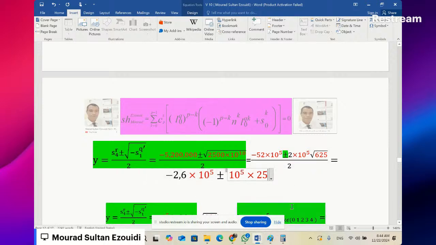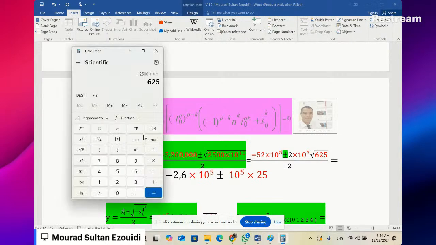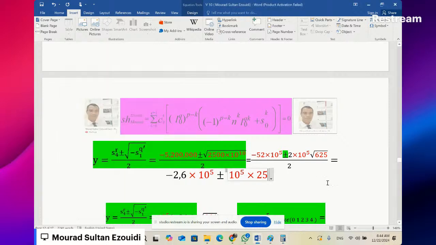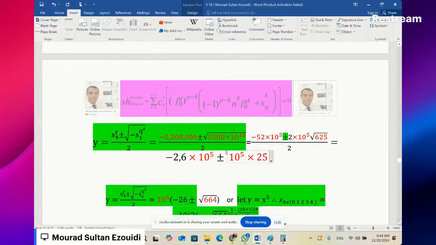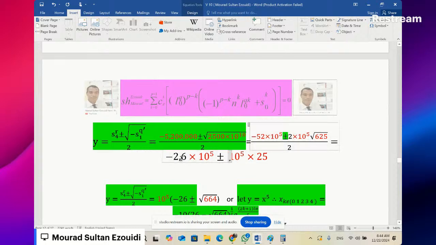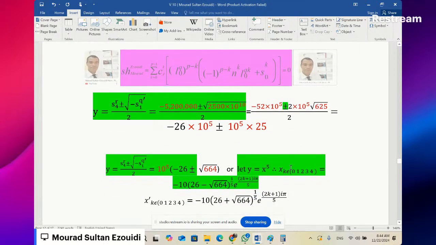Okay, why? Because like that. I will make the root of 0.5. This one is equal to 25, to simplify the calculation for you. Of course, this is not 2 point, it's 26. Okay, now I will continue. So y is equal to, now I will write y is equal to s4. We cancel this. Plus negative, plus negative.